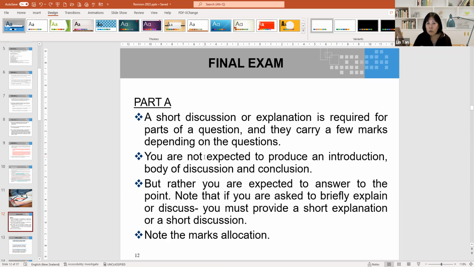And how short or how long should it be? Have a look at the marks allocation. If it's only 2 marks, it's pretty short. If it's 5 marks, you will expect to have a longer, fuller explanation. All right, so short or long will be driven by the marks allocated to that part or that section.